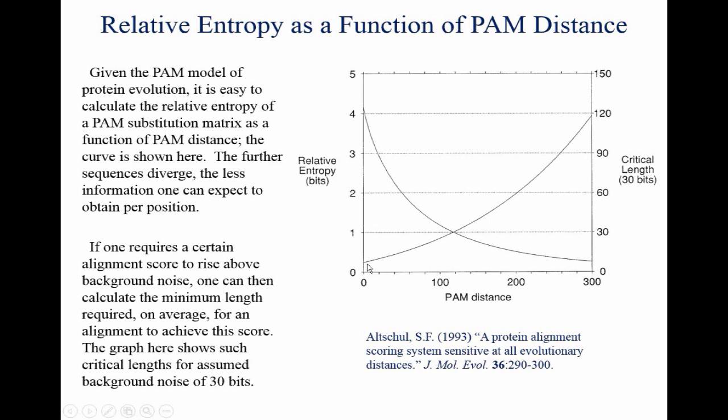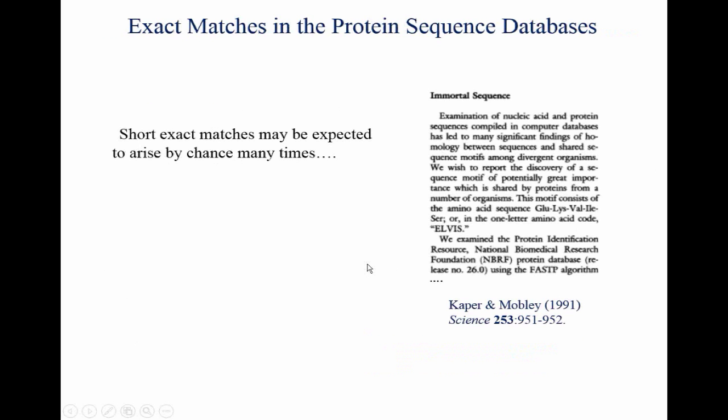If I get an alignment much longer than that that is identical, that's unlikely to occur in a database search of this size purely by chance. In fact, a number of years ago, there was a short letter to Science and a number of letters in reply. This was back in '91. These researchers took a short sequence, glutamic acid, lysine, valine, isoleucine, serine, which in the one-letter code is Elvis. And they searched the database with this and in fact found Elvis occurred many times. We would not be surprised by this because this is shorter than length 7.